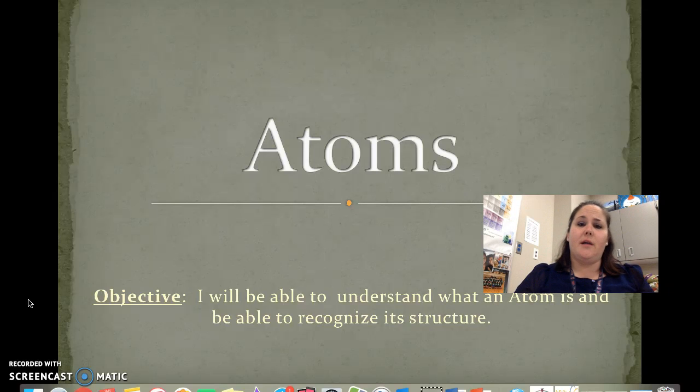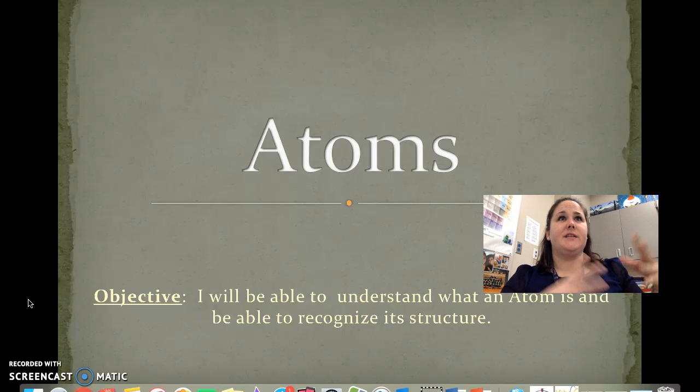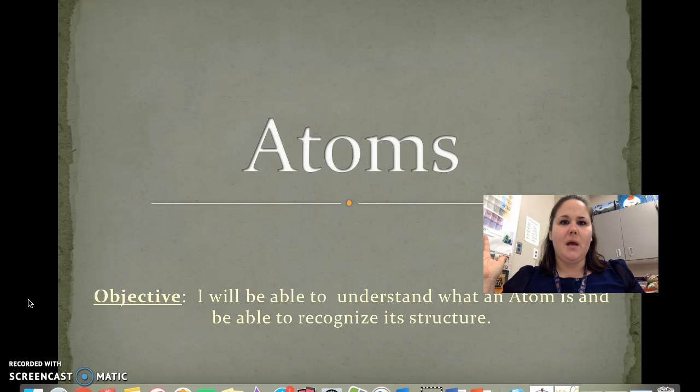I know we've done the atomic theory of how scientists have thought atoms have changed over time, and I know you've done your Quizlet. So now we're going to put everything together and talk about atoms and molecules and elements, the difference between them, what they look like.